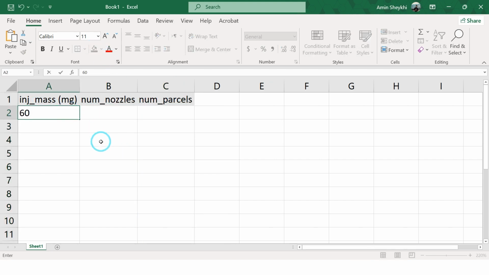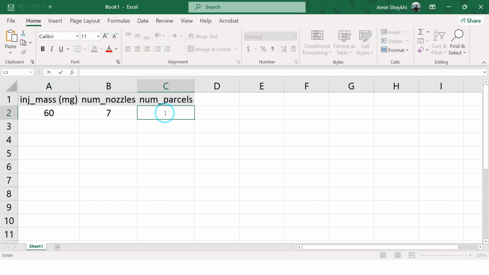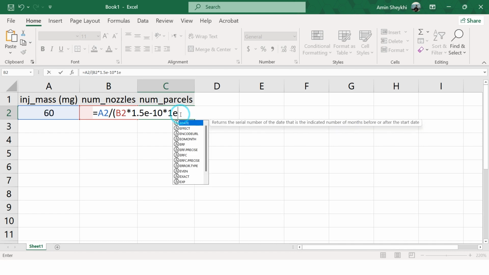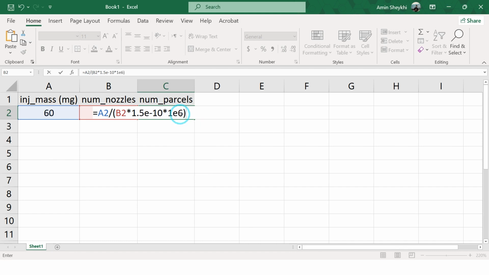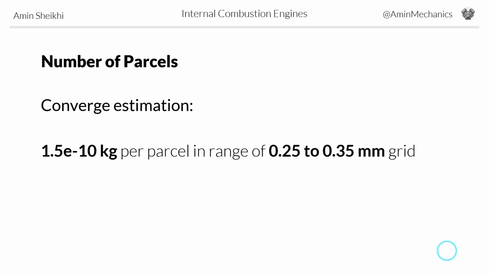Here, for example, if we give 16 mg fuel and 7 nozzles, then we need to divide the fuel mass in the domain by the number of nozzles, divided by Converge estimated parcel mass. And because my fuel unit is milligram, I divided it by 1e6 to convert it to kilogram to match with Converge estimation. Now we will get number of parcels per nozzle to use in our simulation.